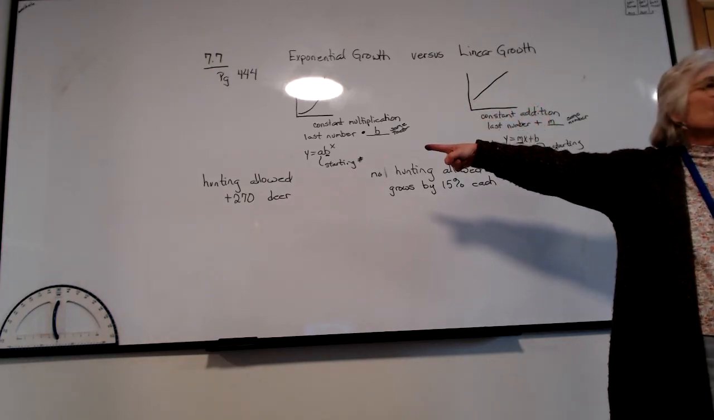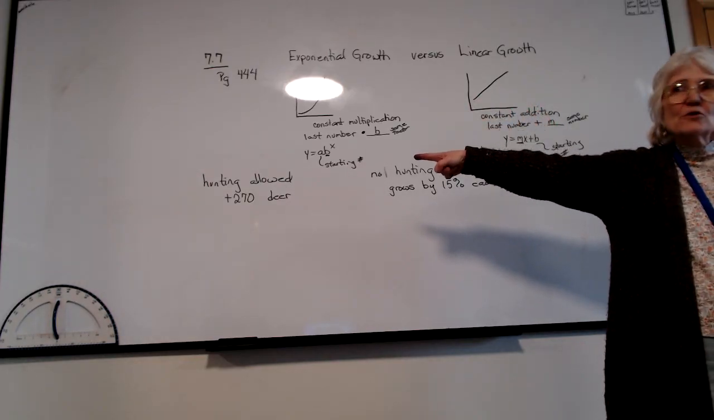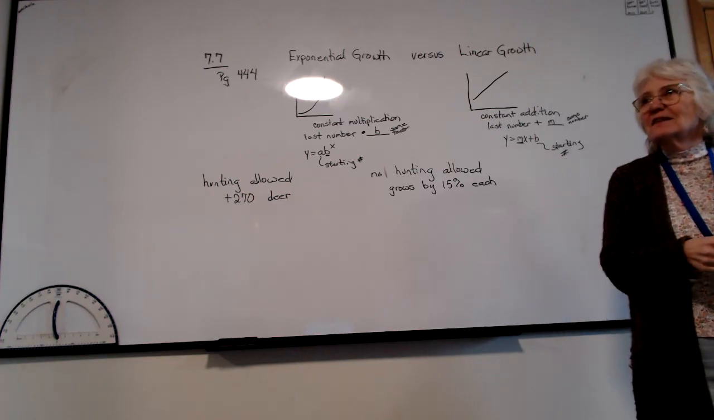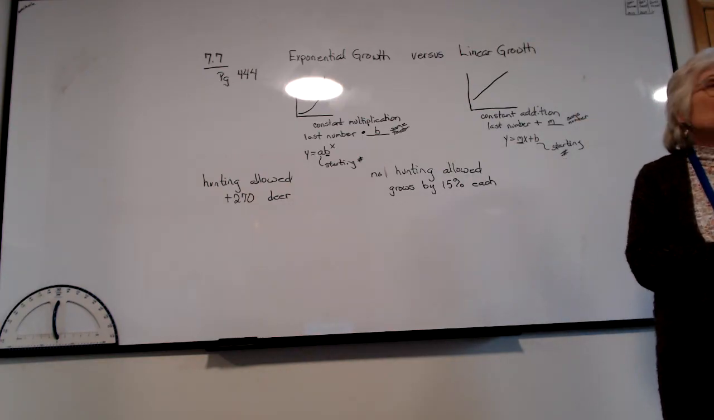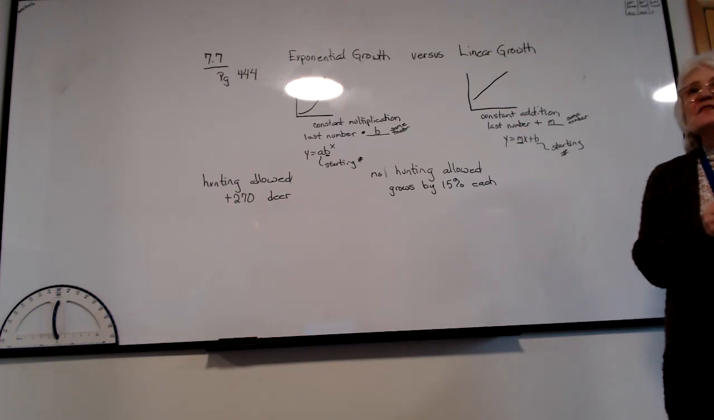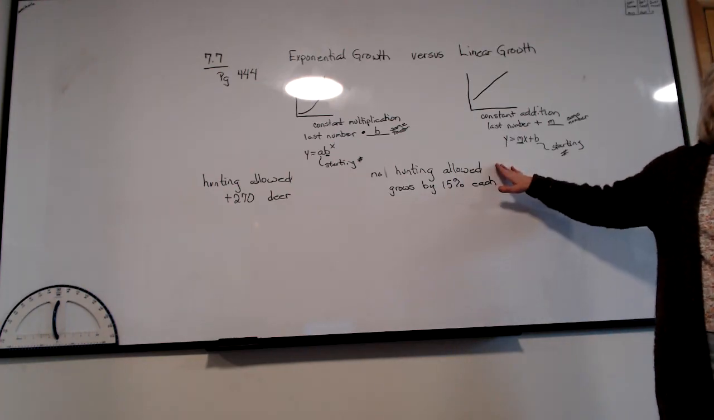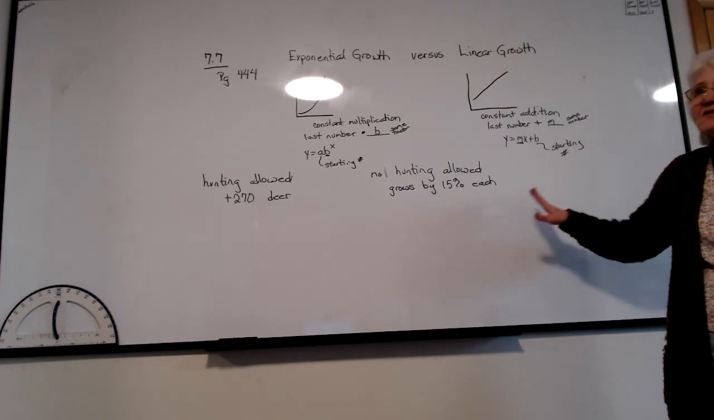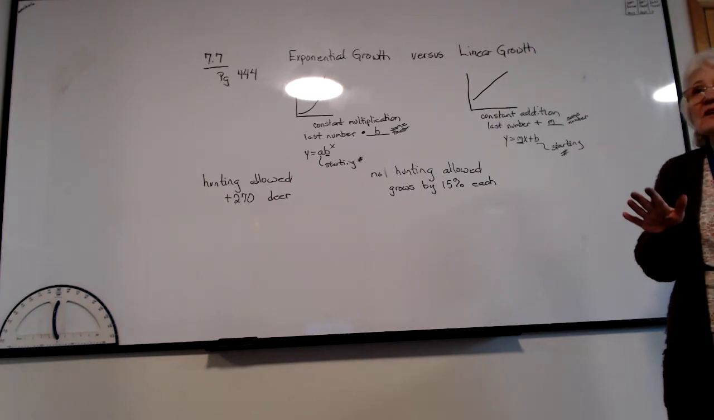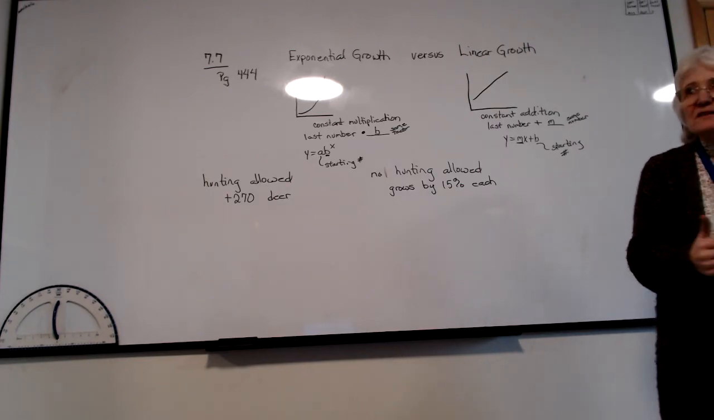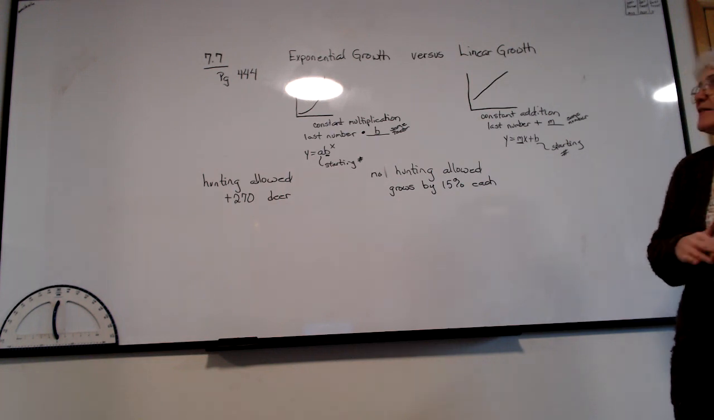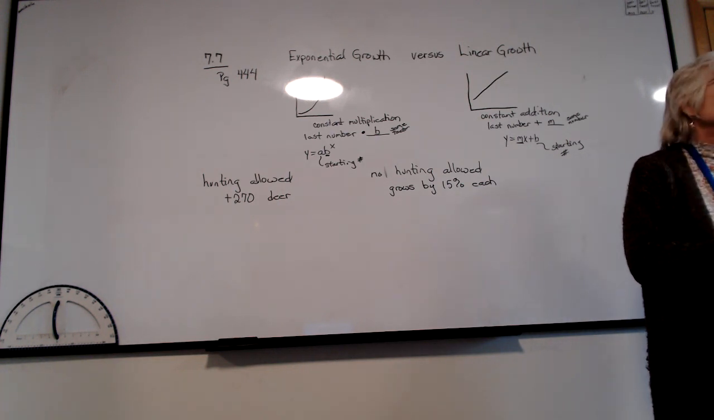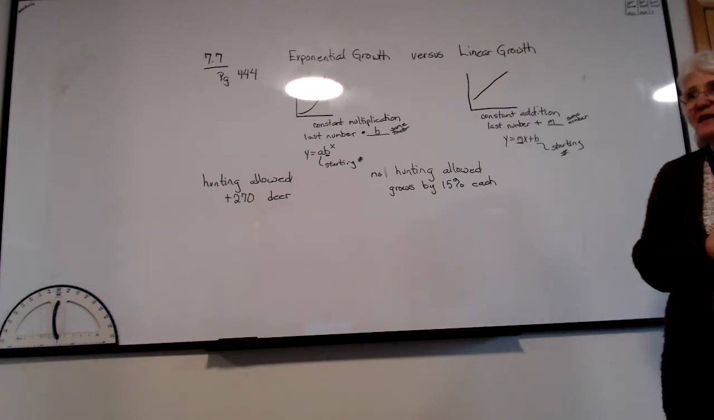What type of growth is the one where hunting's allowed? Isn't that linear? That's linear because we're adding 270 every year. What kind of growth is it if no hunting is allowed? It's exponential. So they're saying that it will grow linearly if we allow hunting. That's what they found. They are saying if we don't allow it, it will grow exponentially.